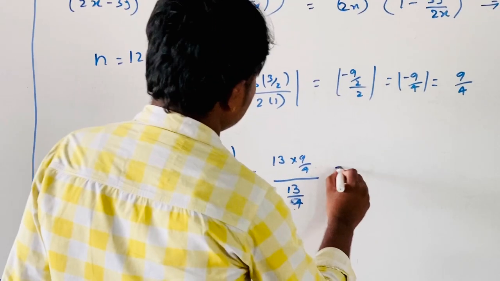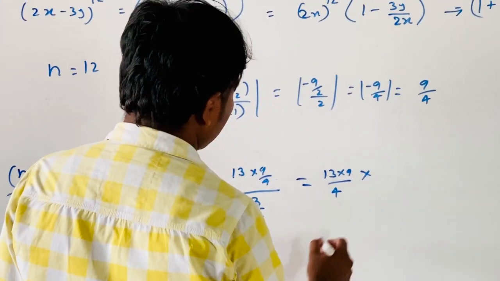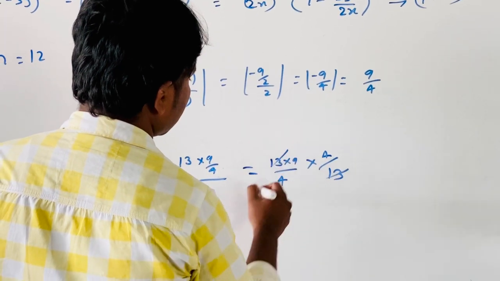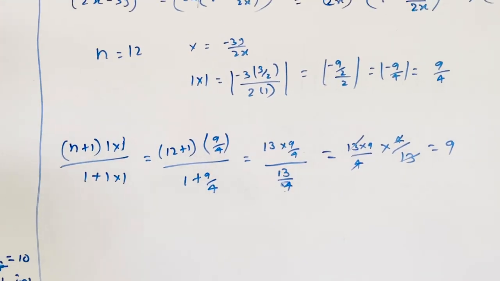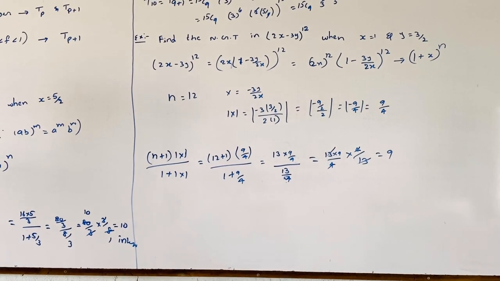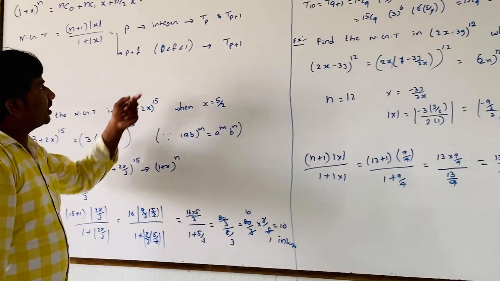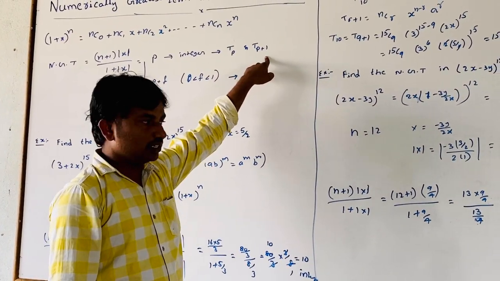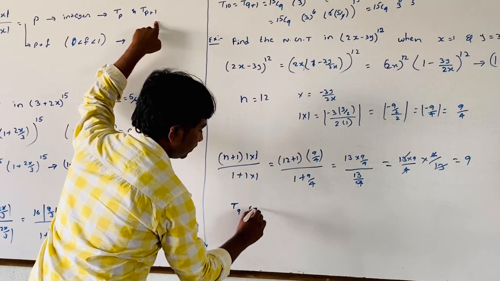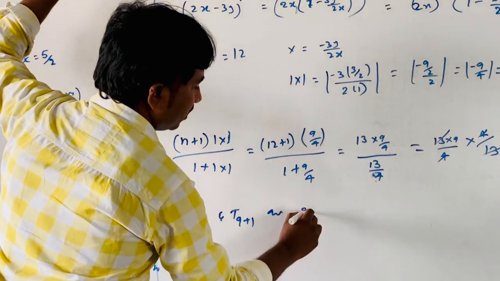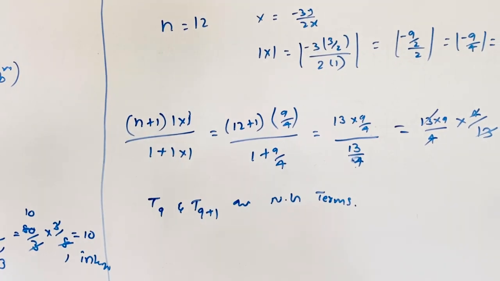Now 13 into 9 by 4 into the reciprocal, so 4 by 13. Now 13 gets cancelled and 4 also gets cancelled, it becomes here 9. 9 is an integer. Now 9 is an integer, which means, you know that one of the formula, what it means is Tp and Tp plus 1. Observing here, Tp means T9, and T9 and T9 plus 1 are NG terms. Okay.